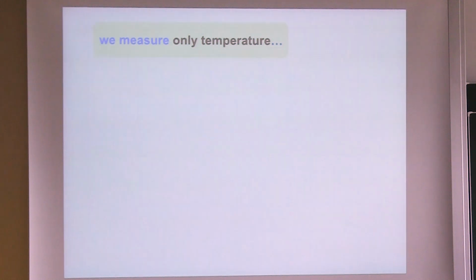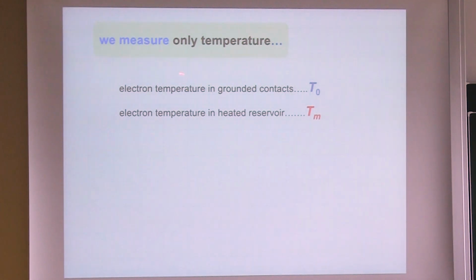So as I said, we measure only temperature. I do not measure anything else but the temperature. So what I measure is basically the electron temperature of the cold ground, like your question, T0 and Tm. And I know what is the power dissipation, because I'm doing Joule heating. So I know the left hand side, I know the right hand side. I plot a straight line to find the slope for the prefactor.